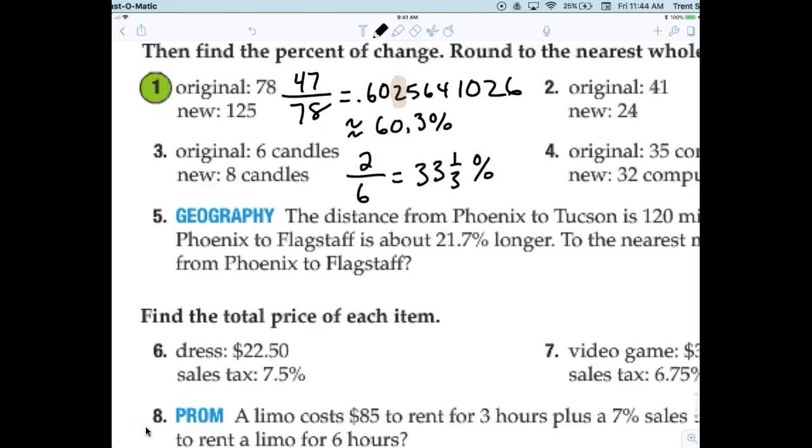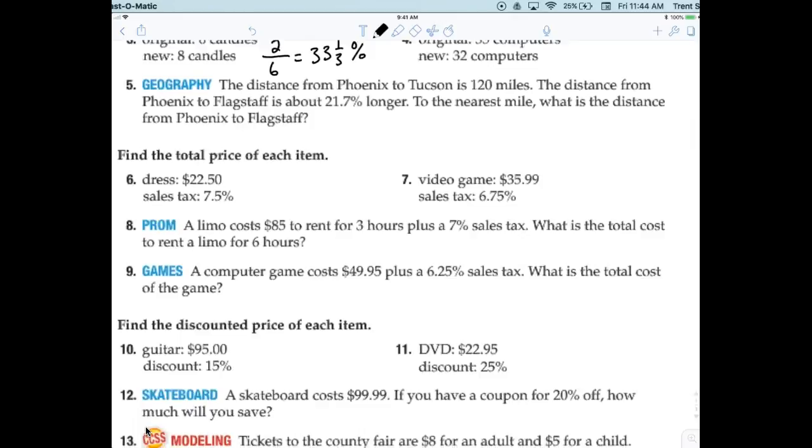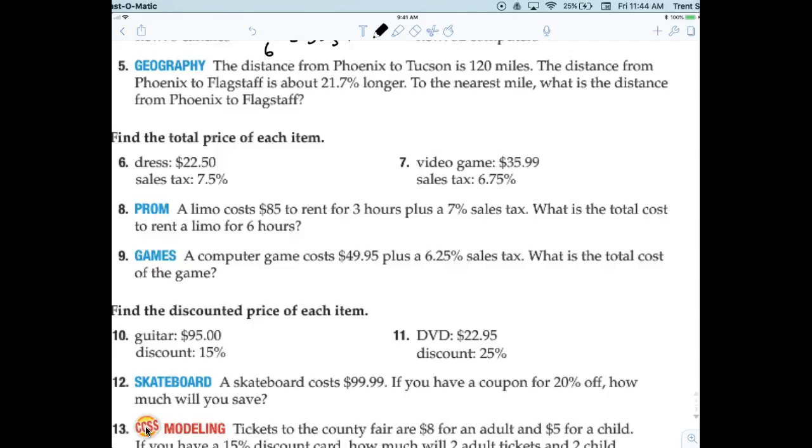Let's jump down to number 5. It says the distance from Phoenix to Tucson is 120 miles. So here's what I want you to write down: Phoenix to Tucson is equal to 120 miles. The distance from Phoenix to Flagstaff is 21.7% longer. So I'm going to put Phoenix to Flagstaff. Notice it's a little bit longer. So what would that distance be?